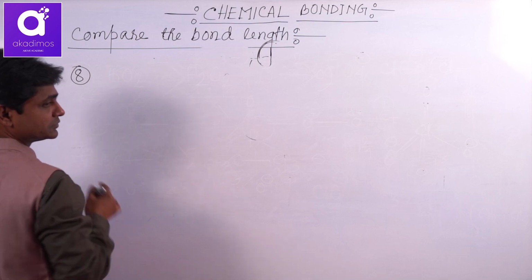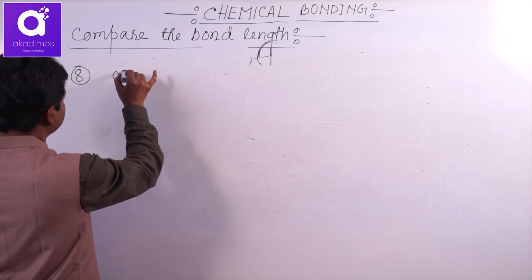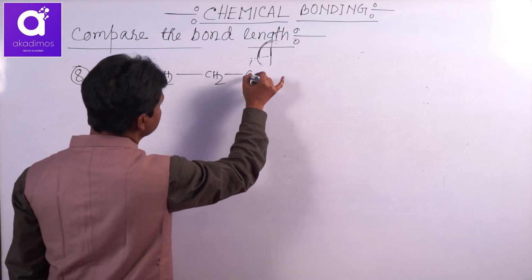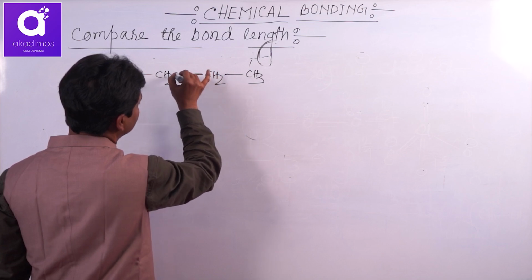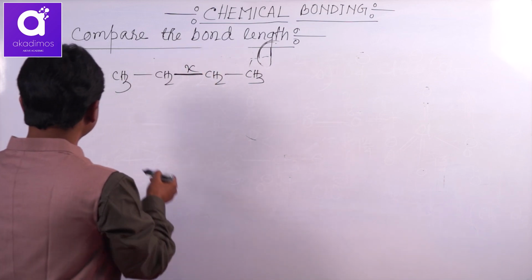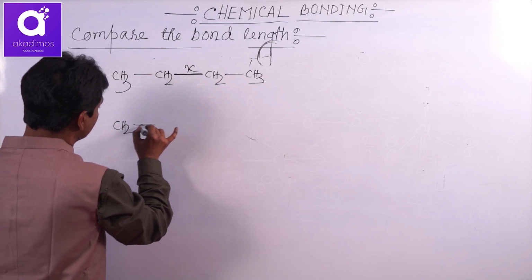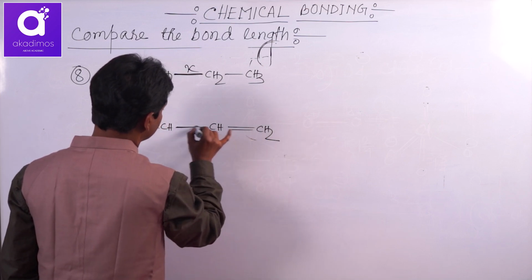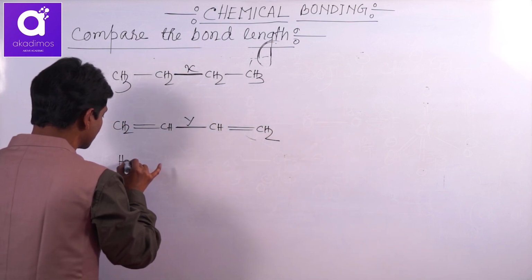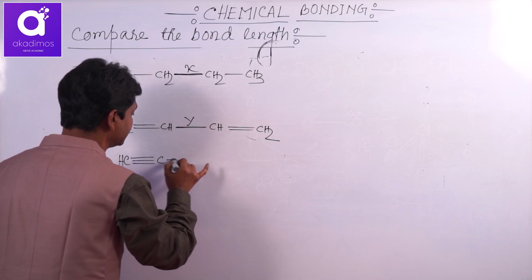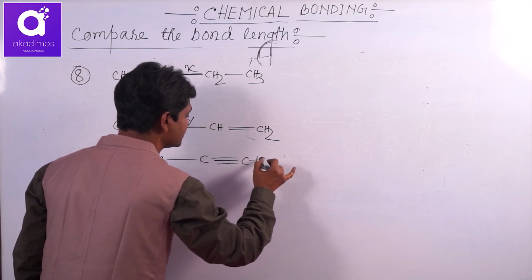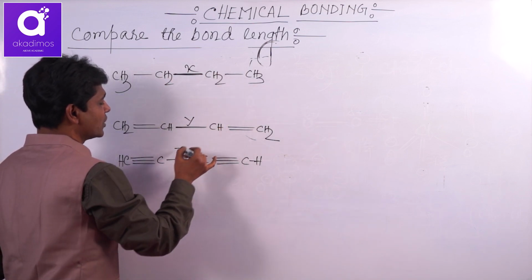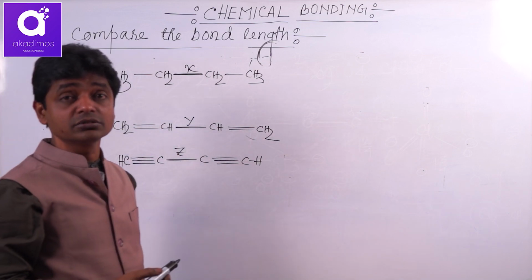Eighth example. Let it be CH3, CH2, CH2, CH3. I'll compare this length. Let it be X. Taking another one, CH2 double bond CH single bond CH double bond CH2. Let this be Y. Take this one, CH triple bond CH, this is Z. Now to compare: all are single bonds. Apparently the bond order is one, but their bond lengths are different. How will you compare?